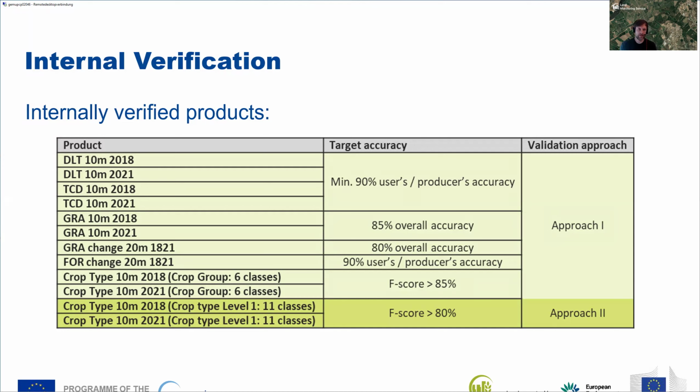And in these internal verifications, the main status layers for the forest product, the DLT and the TCD, are checked for the reference years 2018, 2020 and 2021, as well as the forest change layer. For the grassland layer, the internal verification is done on the grassland status for 2018 and 2021, and as well for the grassland change layer.